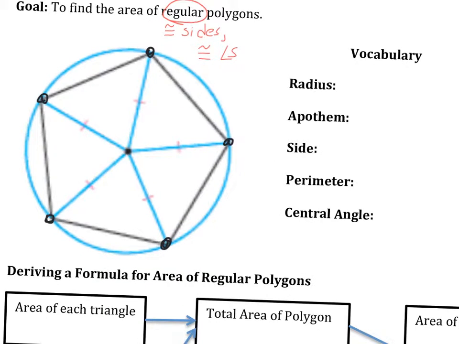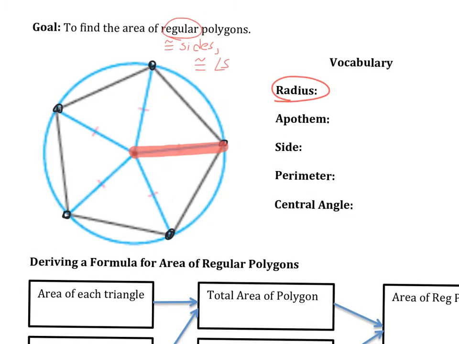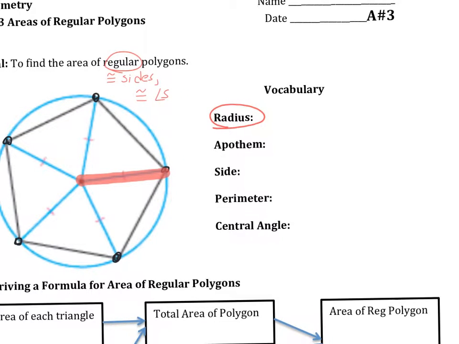Question, comment? So first off, the radius of a circle goes from the center to any part of the circle. However, only certain parts of the polygon are touching the circle. So what we say for this is: it goes from the center of the polygon to any vertex. So we call that the radius of the polygon.